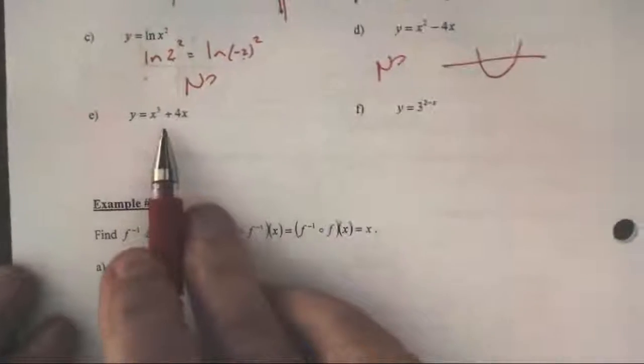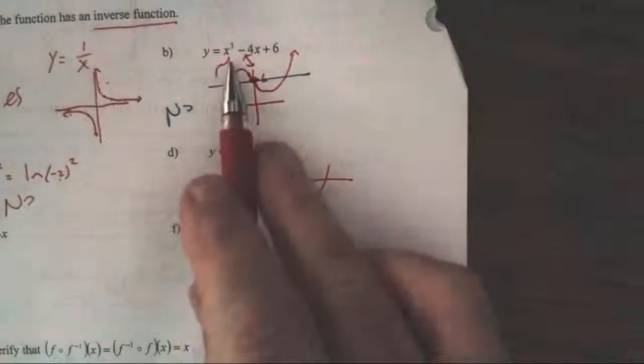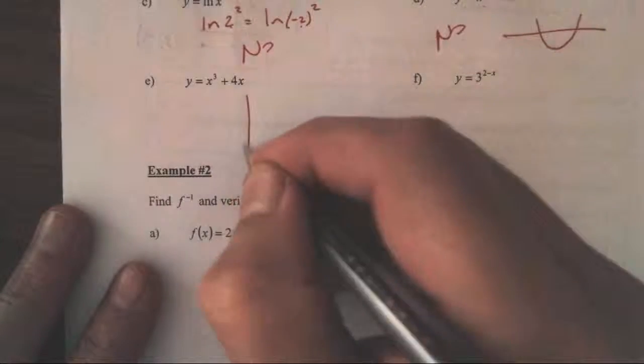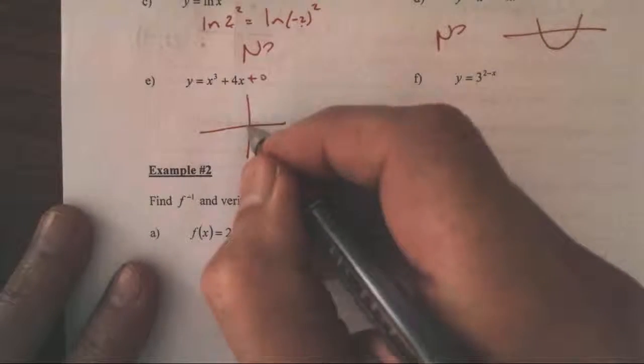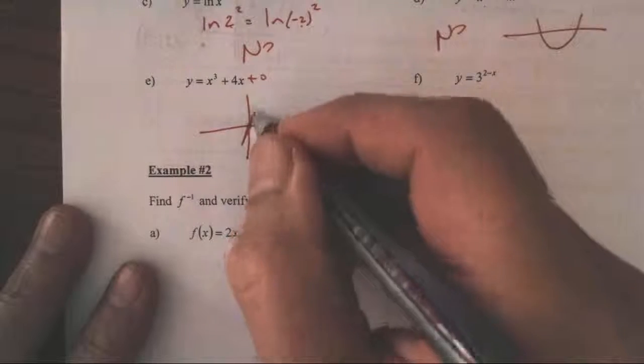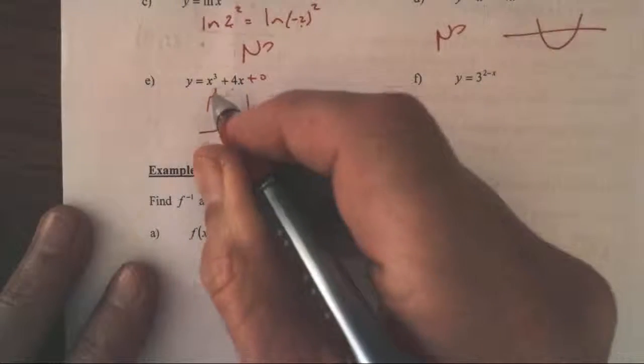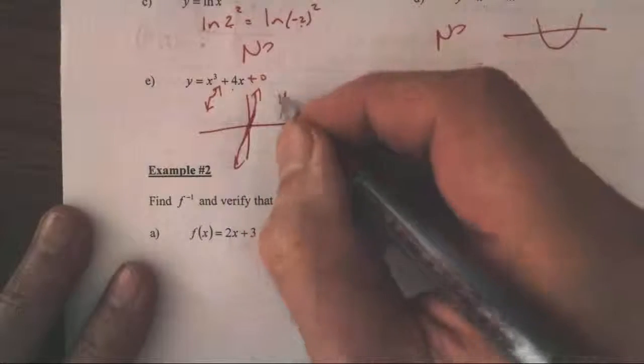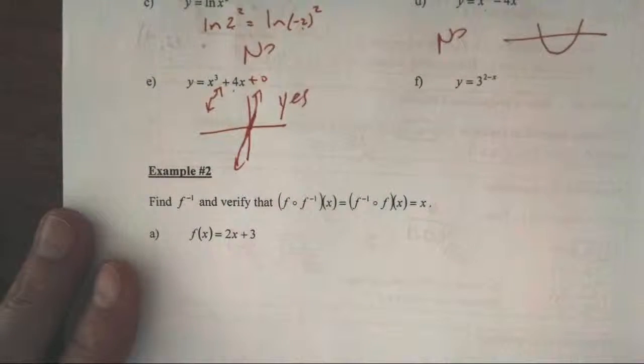No, no. This graph is a cubic, and you may say, well, cubic, we had a cubic before, and it was a no, so this one must be no. Well, this one passes through 0. It's going up pretty steep, and then it wants to go even further up in each direction. This thing's just going to look like that. Yes, passes horizontal line test.